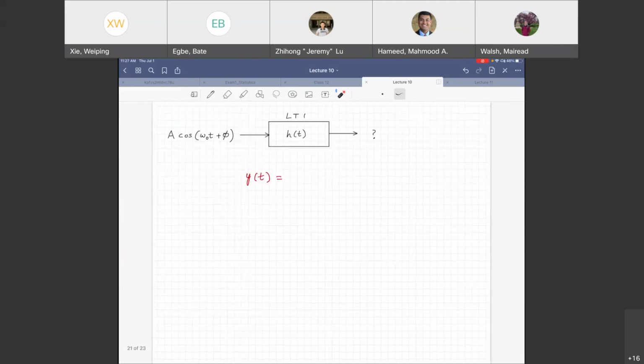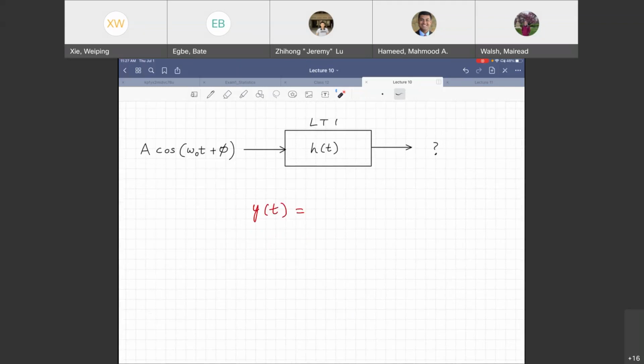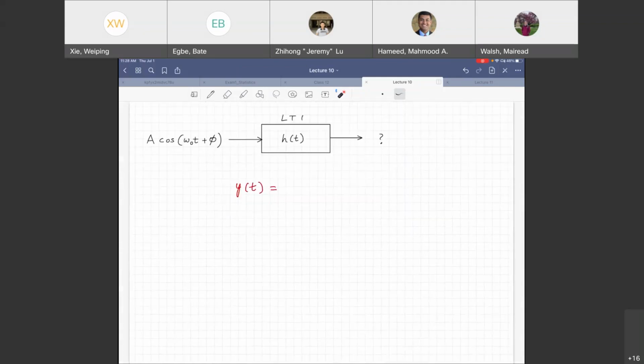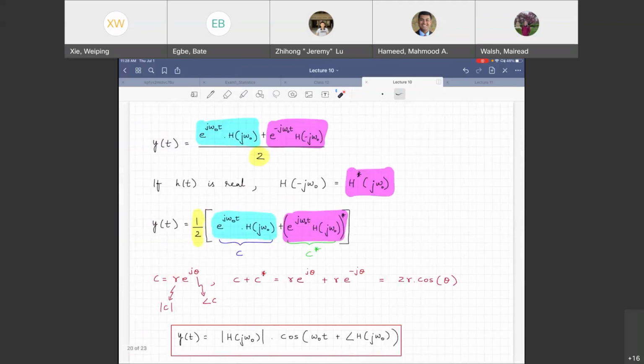Next, let's try to do this. I have an LTI system, its impulse response is h of t, and the input to that is a cosine of omega naught t plus phi. I want you to tell me the output of this system without doing any convolution, any involved math, like any math at all. Let's try to directly write the answer. The only thing that we have is this. So I'm going to have to do this, right?